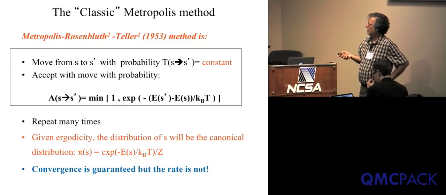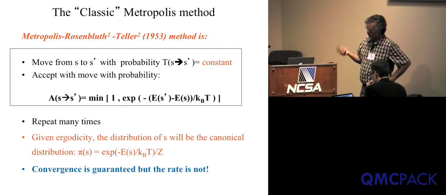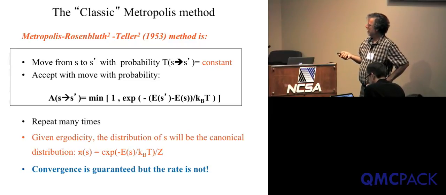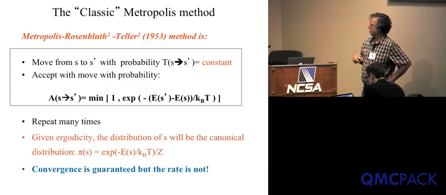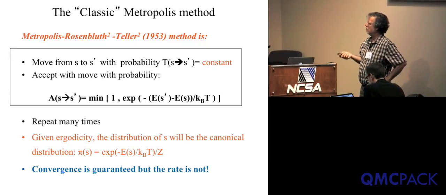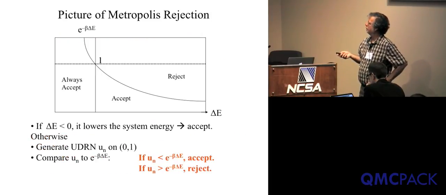Okay. And so the idea of the Metropolis, and so this is the basic scheme. And in fact, I have a flow diagram coming up here. And so you're given ergodicity, your distribution of states will be the canonical Boltzmann distribution. The convergence is guaranteed, but the rate is not guaranteed. You don't know how long it'll be till you sample the Boltzmann distribution, although you can make some estimates of that. So I kind of explained all this.